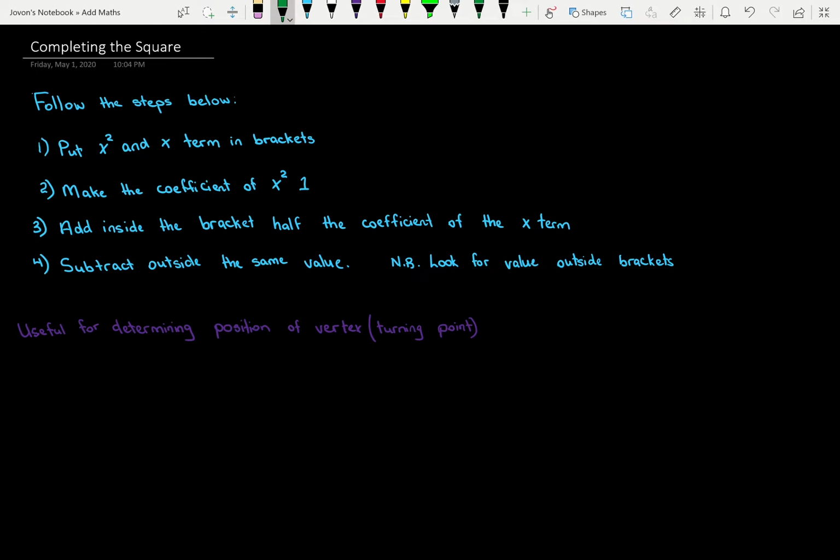So to complete the square, we have some steps we need to follow, okay? First, we put the x squared and the x term in brackets. We make the coefficient of x squared 1. Then we add inside the bracket half the coefficient of the x term, and then we subtract outside the same value. Okay, now this might sound kind of confusing, so it's best, like I said, to do it through an example.